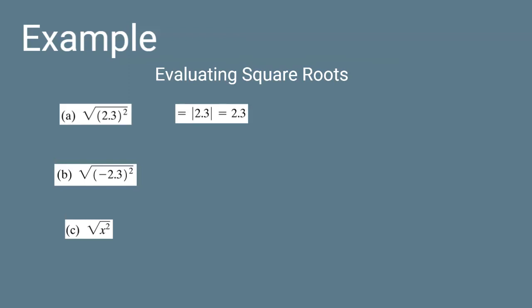For b, we have the same thing. It's going to be equal to the absolute value of negative 2.3, which is also a positive 2.3. And finally, the same thing happens when we take the x squared. We get the absolute value of x, and we could just leave it in this form.